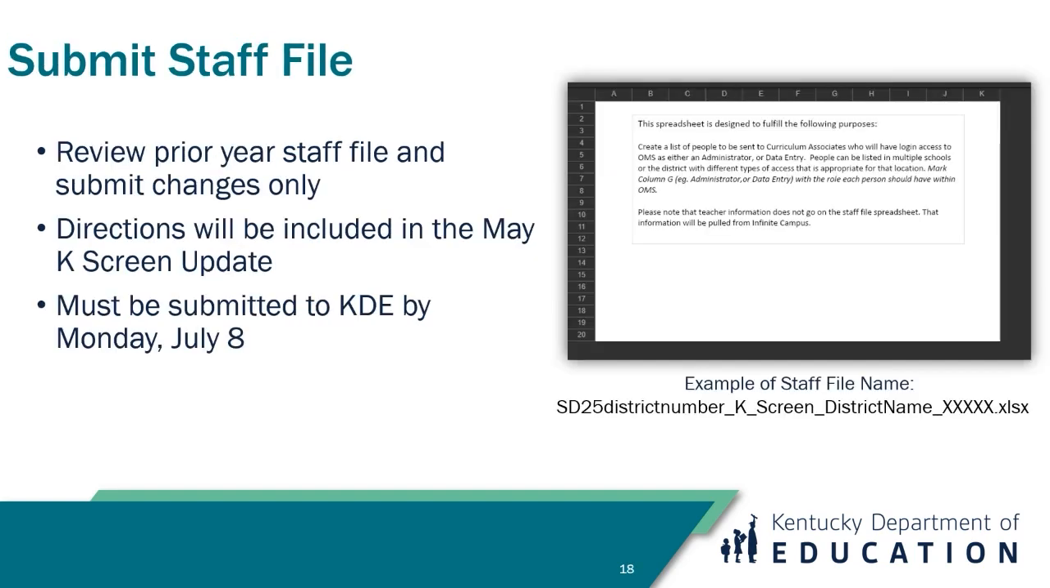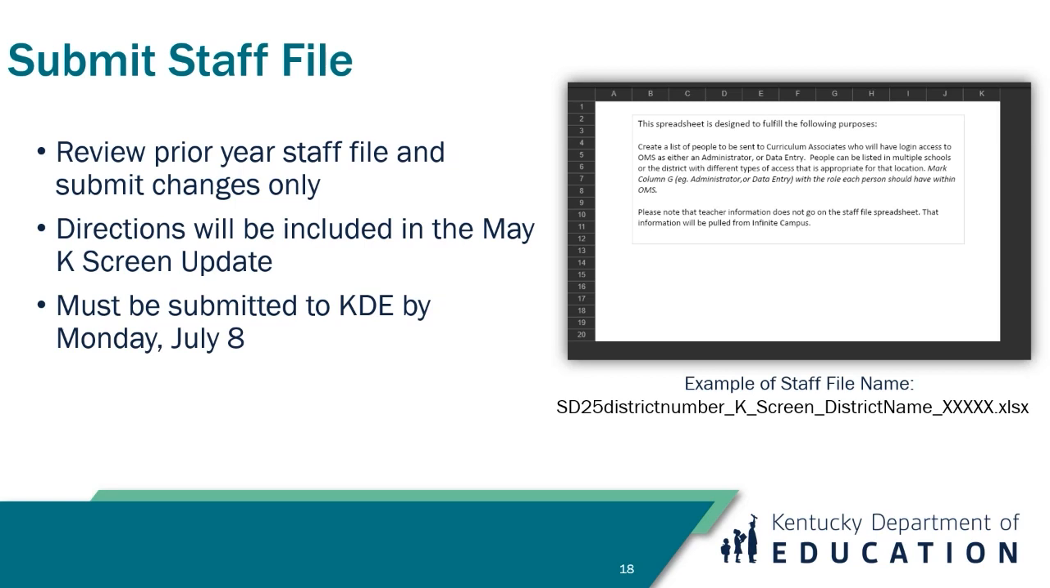Let's move on to the staff file. The District Assessment Coordinator, your DAC, will access the spreadsheet from the KDE Secure Web Application site. Choose Student Data Detail. It'll be Excel and PDF. The staff file is included in one zip file. It'll be titled SD25 with a district number, _K, _screen, district name, numbers.